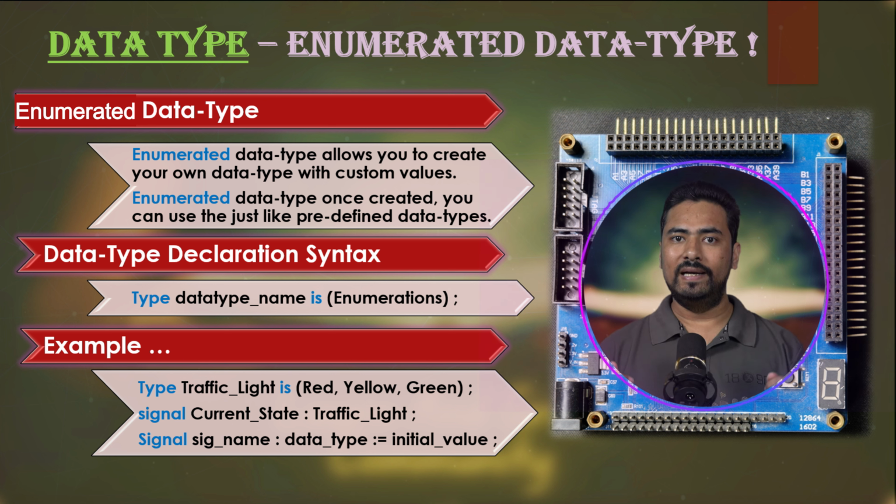Okay, now let's see how you can declare those enumerated data types in VHDL. Let's understand it with an example. Write: type traffic_light is (red, yellow, green); This statement defines a new data type named traffic_light, and this traffic_light has three possible values. First is red, second is yellow, and third is green.